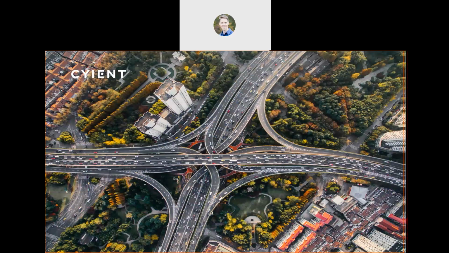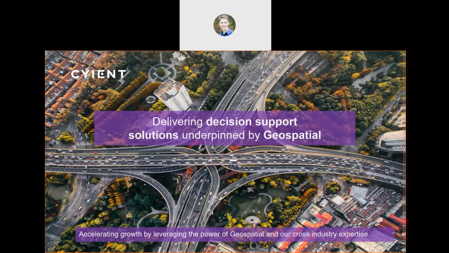So being part of the geospatial group at Cyient, we obviously love our high resolution imagery and maps. And our focus is around accelerating growth by leveraging the power of geospatial across our different industries that we serve and utilizing our cross industry expertise. And when I say the power of geospatial, what I'm talking about is the power of location. So, our underlying goal is how do we deliver decision support solutions underpinned by geospatial to help our customers solve business problems that matter?